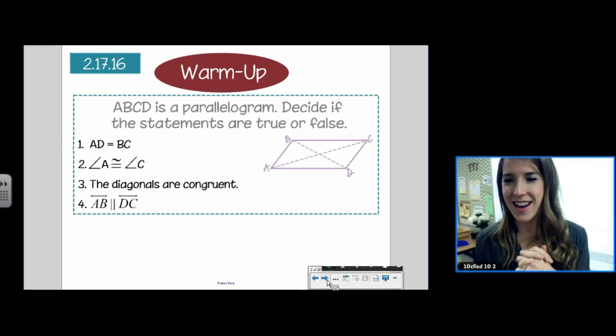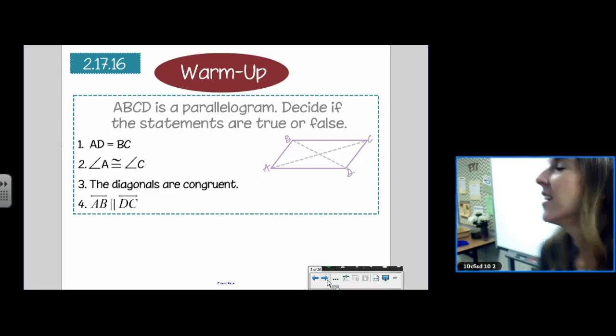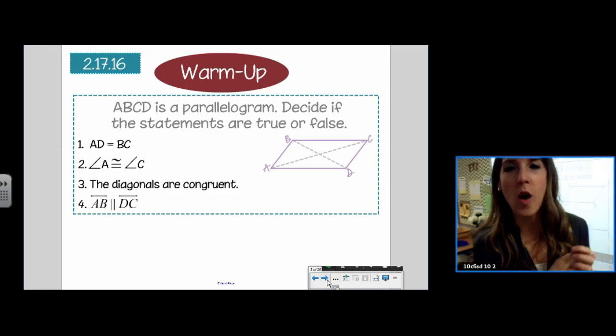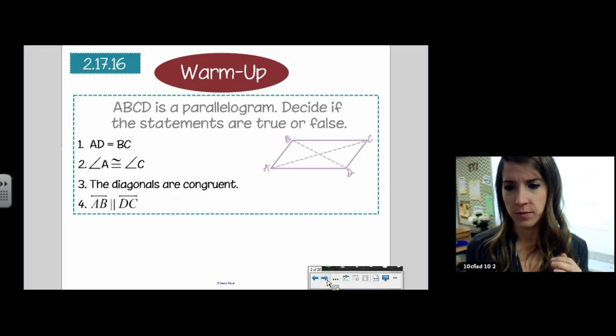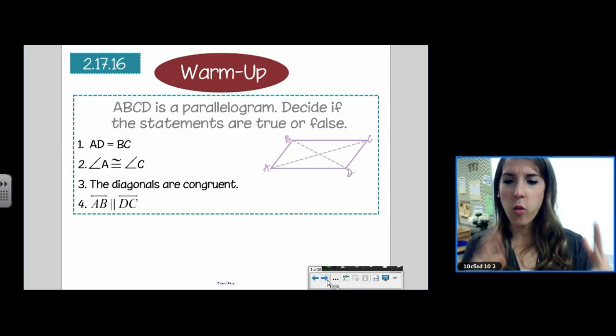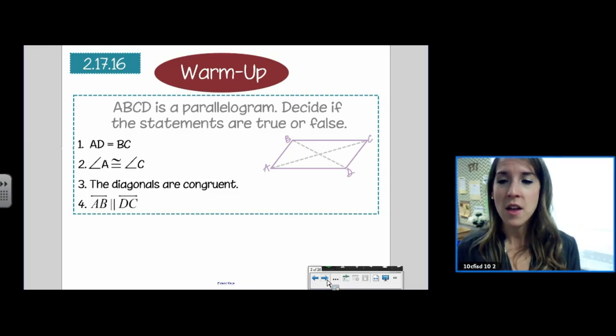So we are starting a new unit today. Our new unit is called quadrilaterals. What do you think of when you hear quadrilateral? Yes, you think of four. Quad means four. So we're studying shapes that have four sides.